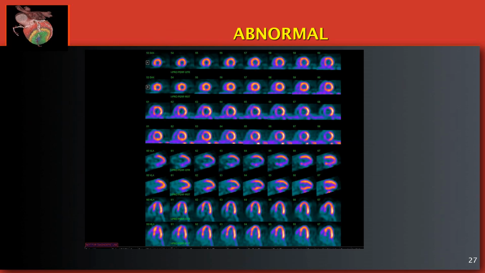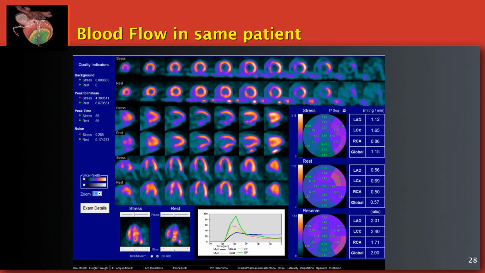This is an example of an abnormal study. You see that there is decreased perfusion down here in the inferior wall and even in the septal wall. And then if you go to the vertical long axis, you see that there is decrease from the apex all across the inferior wall. So this is an abnormal perfusion.